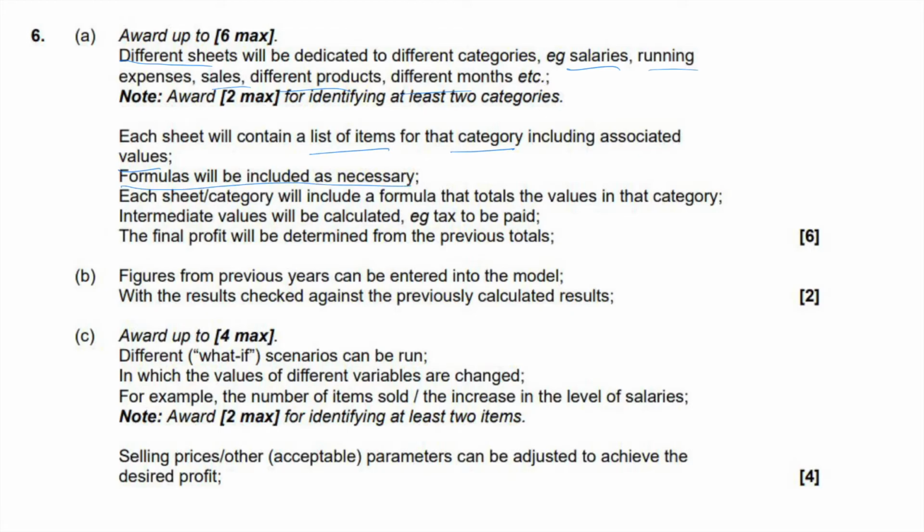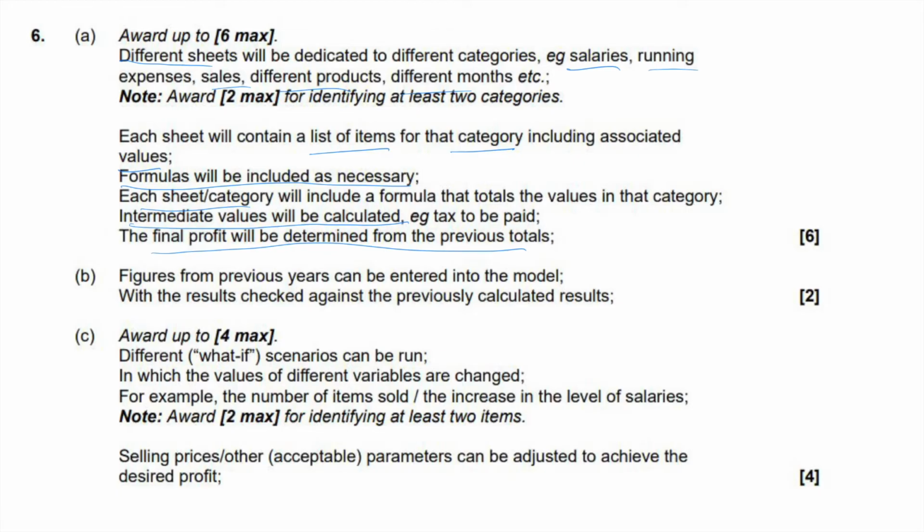We'll have formulas. Each sheet will include a formula that totals the values in that category. Intermediate values will be calculated, so taxes, etc., anything that needs to be kept track of but is not the final value. And then final profit will be determined from the previous totals. So we're going to be doing some calculations with the end goal being some sort of financial output, profit, loss, whatever, at the end of that particular spreadsheet.